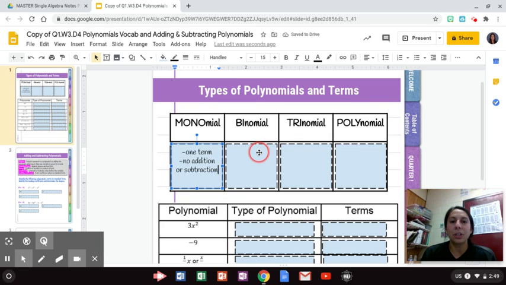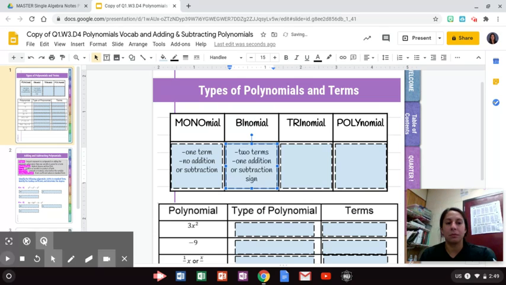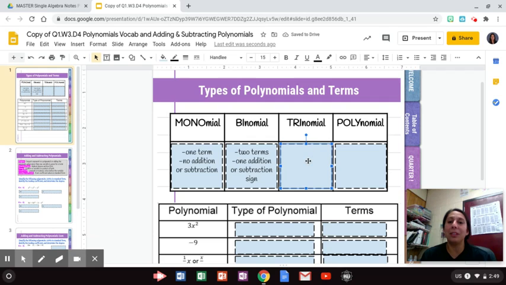Next, we're going to talk about a binomial. A binomial has two terms. Bi means two. You have two terms and it has one addition or subtraction sign. Next, we have something called a trinomial. Trinomial means three. This one has three terms and has two addition or subtraction symbols.